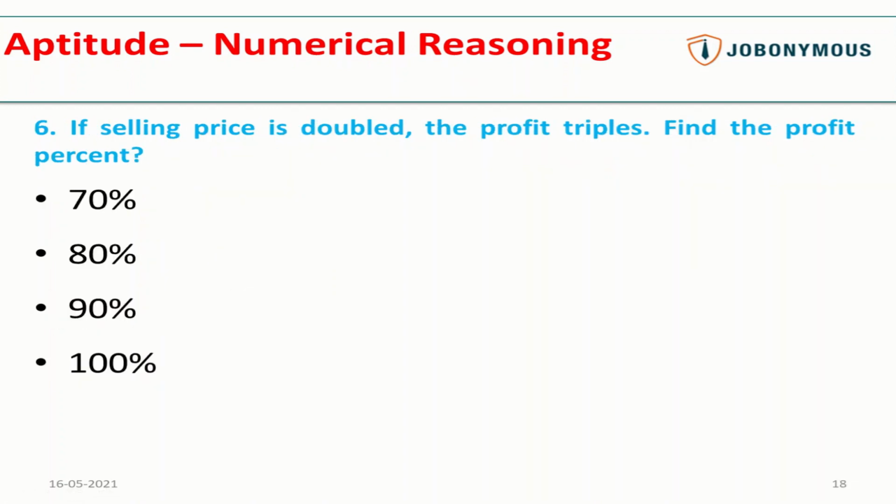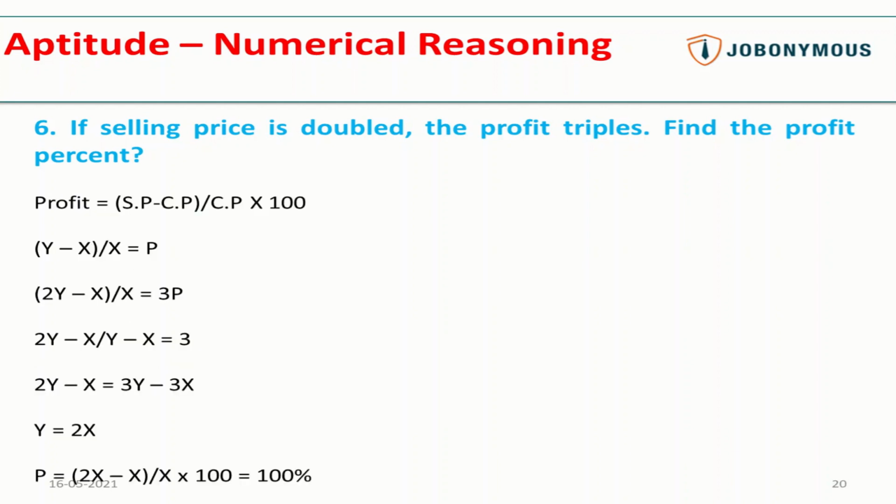Next question, if the selling price is doubled, the profit triples. Find the profit percentage. So the correct answer here is 100%. Again you can clearly use an equation here. This equation you must be aware of: profit equals selling price minus cost price divided by cost price multiplied by 100. This is the profit percentage. Now you can easily make the equation. You can assume selling price as y, cost price as x. So (y minus x) by x equals p.